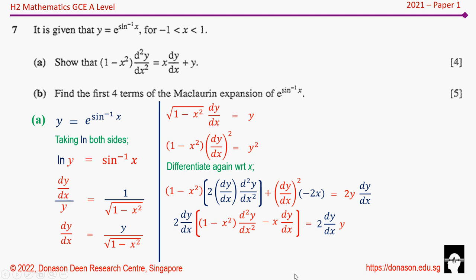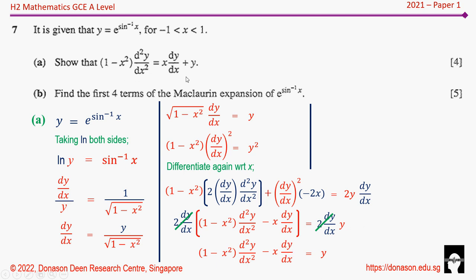So if I go to the right hand side, I've got a 2y dy/dx. So what are the numbers that I can cancel on the left and the right? As you can see, there's a 2 here, there's a 2 here, which I could cancel. There's a dy/dx here, there's a dy/dx here, which I also have cancelled. And therefore, what we have left is just what is inside the bracket here, (1 minus x²) d2y/dx² minus x dy/dx, and on the right hand side is equal to a y.